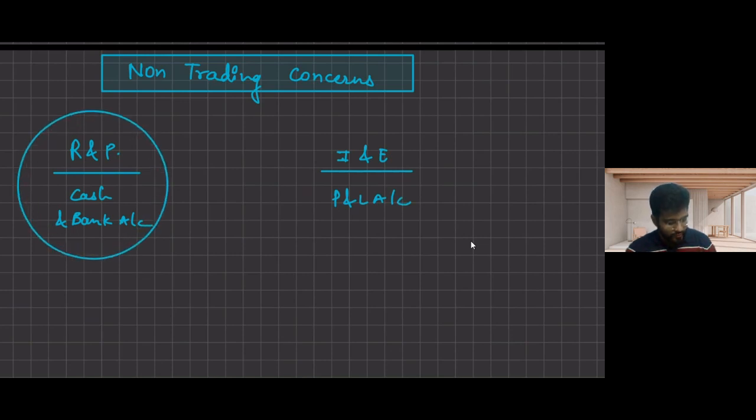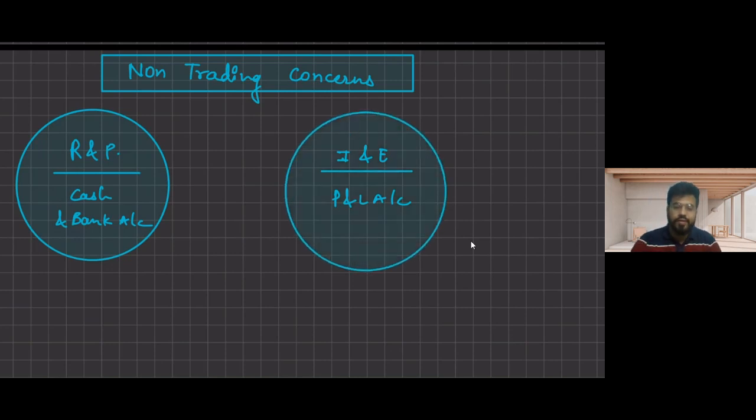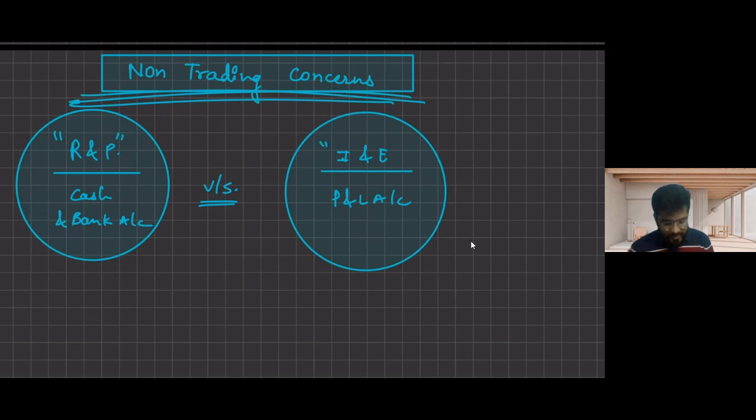I told you to read out the difference between these two, which we have already covered in the last class itself. In today's class, I'm going to tell you about small concepts relating to non-trading concerns, which will help you prepare the receipt and payment account as well as the income and expenditure account. Let's start without wasting any time.